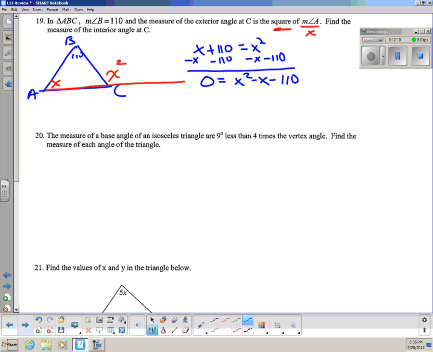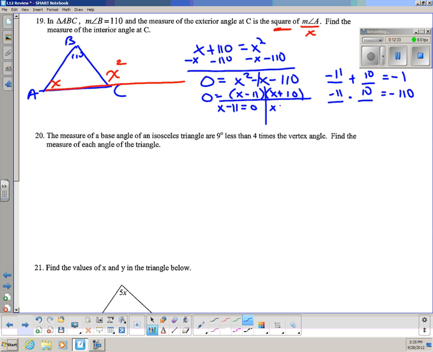I would like to use the AC method to factor this. I am looking for two numbers that add up to negative 1 and multiply to negative 110. And the pair of numbers that does this is negative 11 and 10. So we get 0 equals x minus 11 times x plus 10. Get x minus 11 equals 0, x plus 10 equals 0. So x is 11 or x is negative 10. I'll reject negative 10 because angle A can't be negative. And now I have my x value.